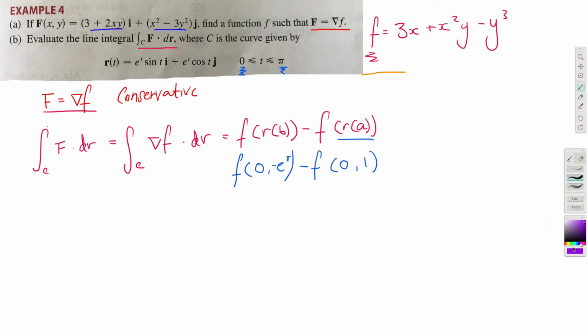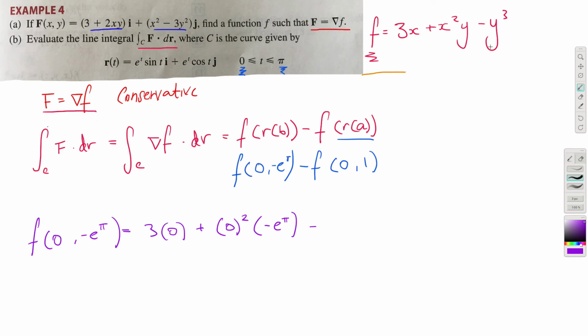So we've proved that it's conservative. We've got our potential function, and we found our start and end points. Now we just have to sub them in. So here's our f. We're going to go f of 0, negative e to the pi. We're going to chuck a 0 in there, so we get 3 times 0 plus 0 squared y, minus, sorry, y is going to become negative e to the pi.